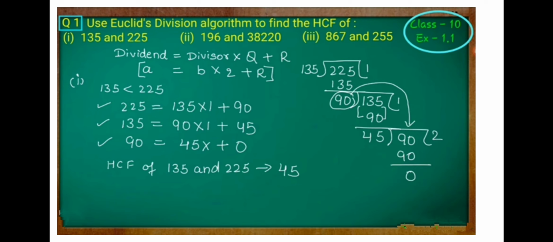In the second step, 135 is equal to 90 multiply 1 plus 45, and again 90 is equal to 45 into 2 plus 0. So whatever is at the place of b, that will be the HCF. So the HCF of 135 and 225 is 45.